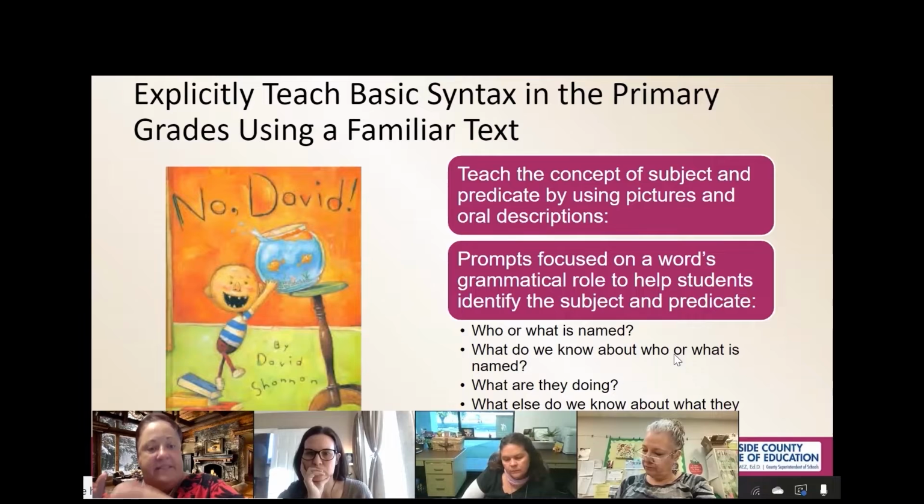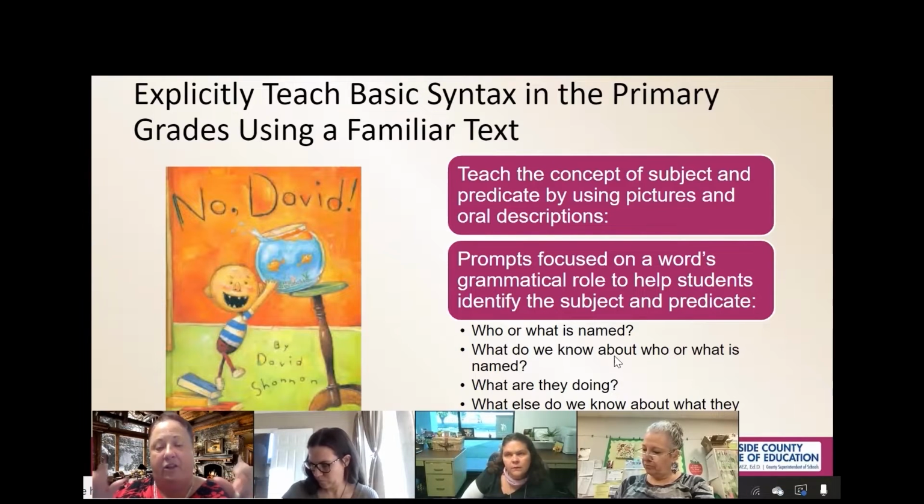So the purpose of the sentence is to tell me about somebody, and it's telling me what they're doing. And so what are they doing? And what else do we know about them? And getting them to stop and look at one sentence at a time, or even one phrase, and asking them orally to discuss, what do we know from this one piece of information?